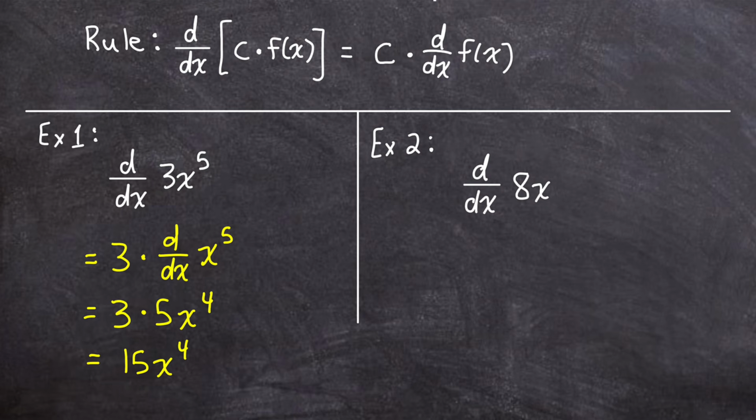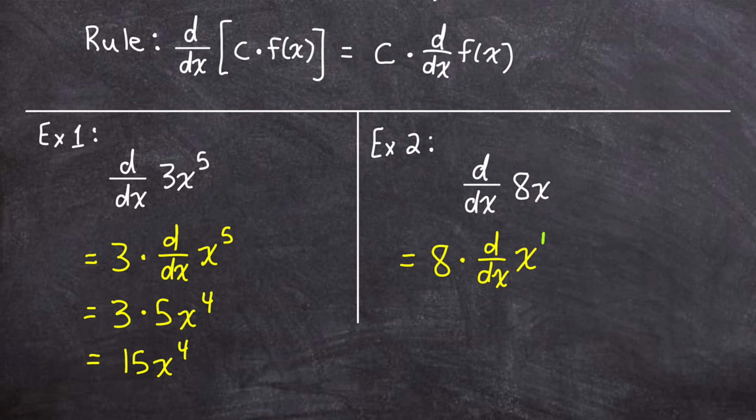Let's try using the constant multiple rule for example 2 as well. We're finding the derivative with respect to x of this function, which is 8 times x. It's a product of a constant and a function of x. So this constant factor 8 can be moved out front. And if it helps, this x has an invisible exponent of 1.